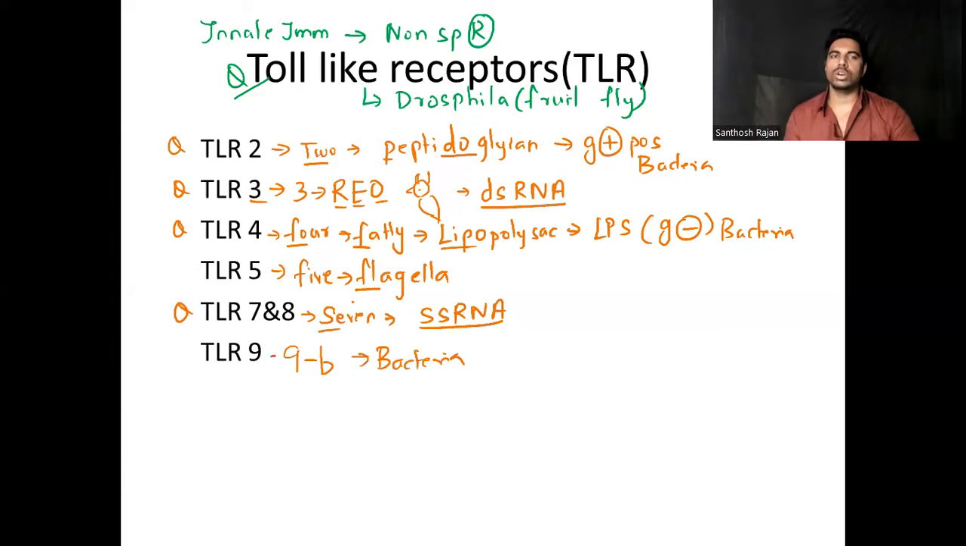Very, very simple, you know the shortcut. That's 2 for 2, 3 by 3, 4 for 4 fatty, 5 for flagella, 7 for single-stranded RNA, 8 for double-stranded RNA, and 9 is bacteria. That's it. Okay, so these are exceptions.